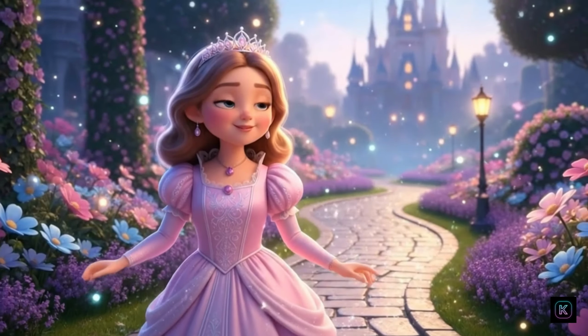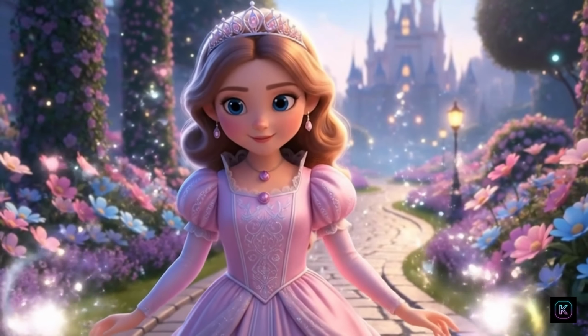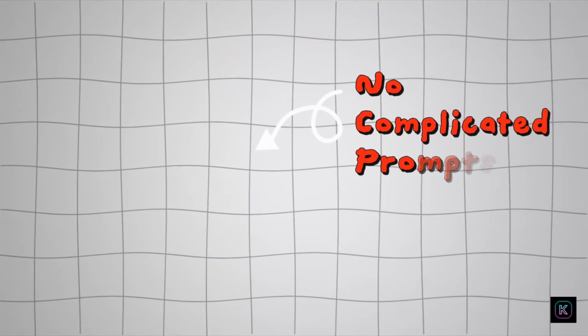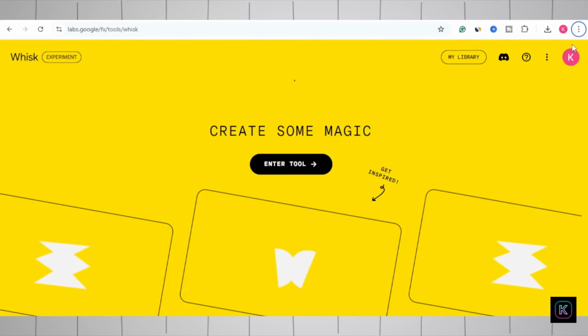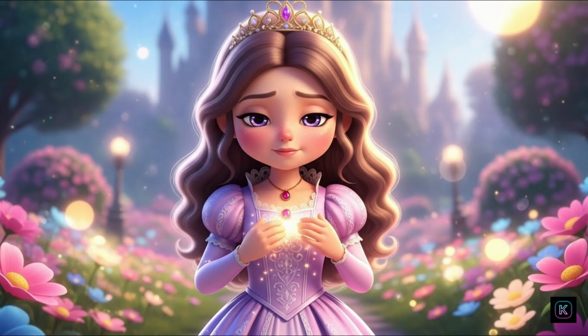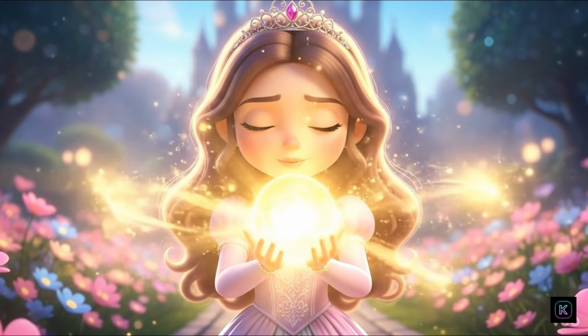What if you could turn a simple idea or story into an animated AI video in just a few clicks, no complicated prompts, only using Whisk? In this video, you'll see how to use Whisk to go from a boring image to an animated clip you can post on YouTube Shorts completely free.